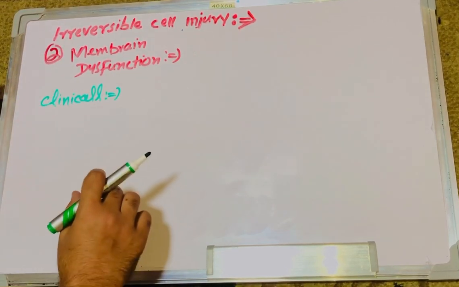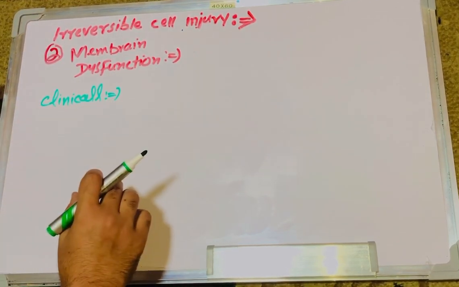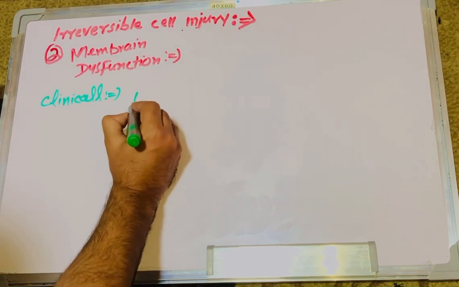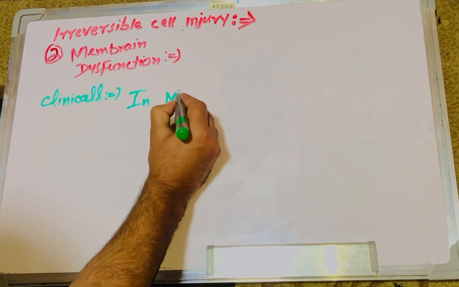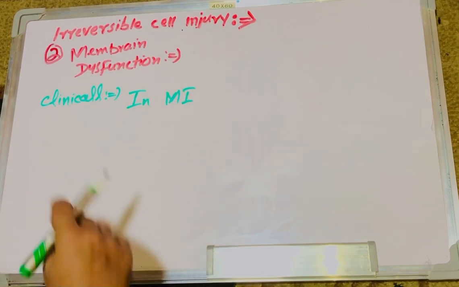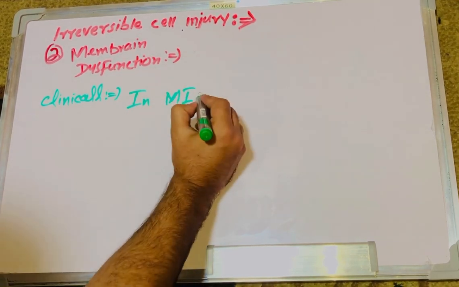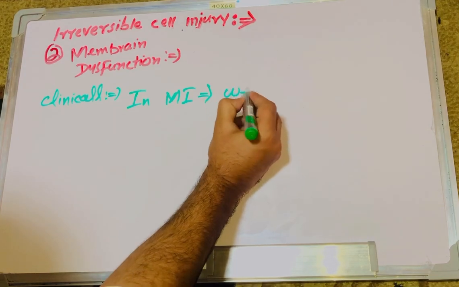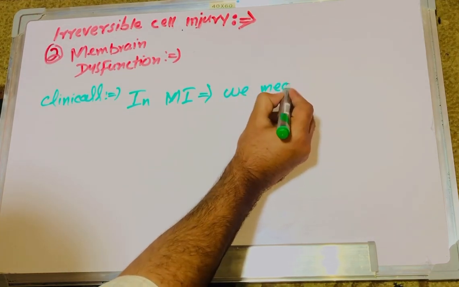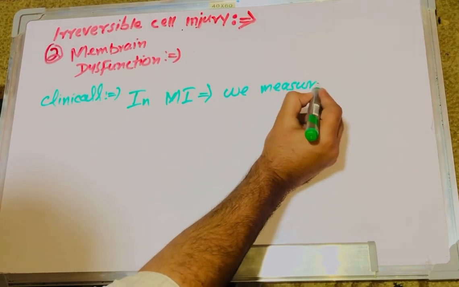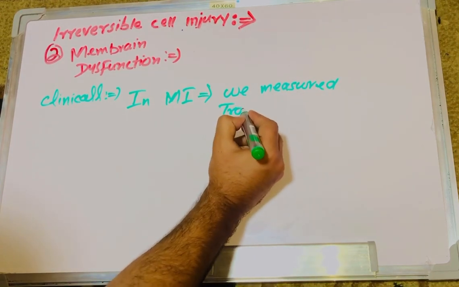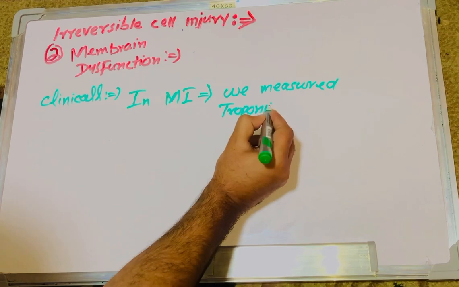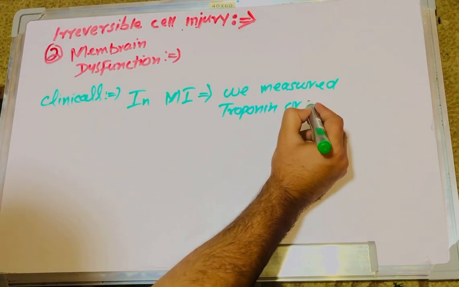One extra clinical point you must note: in many diseases, for example myocardial infarction, we measure the troponin level. Why do we measure this? We measure the troponin level, or the CK-MB level.